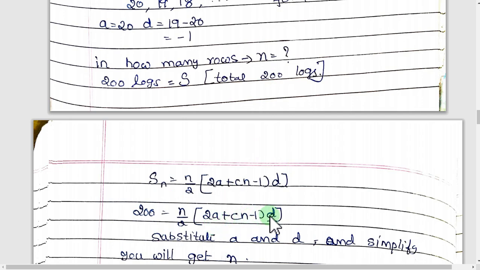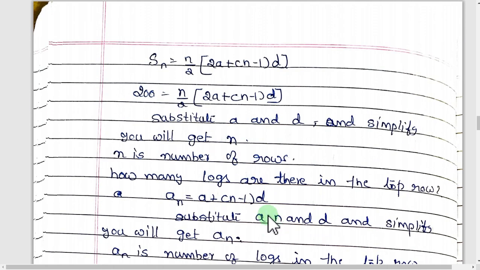The d value is known, minus 1, and a is 20. Substitute here and keep n minus 1 as it is. If you have any doubt in simplification, refer to the already worked out sums and learn them. Please learn it, and you will get the value of n. If you get the value of n, you will get the number of rows. And how many logs are there in the top row? n is the row; when it reaches that row, the total number of logs will be 200. If you simplify this, you will get that.